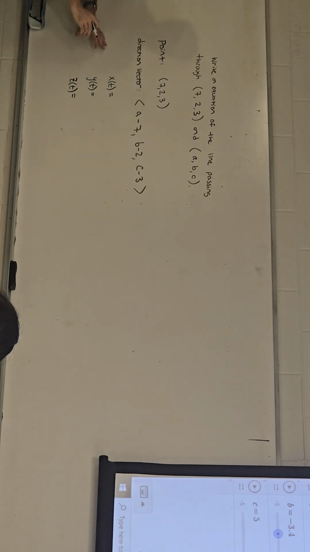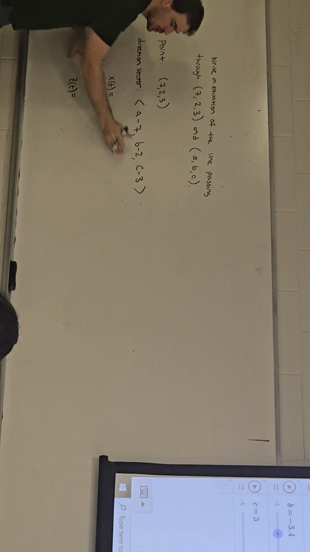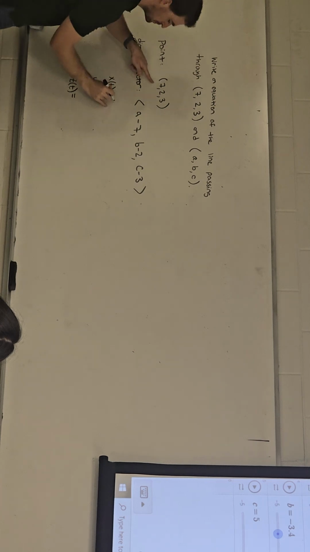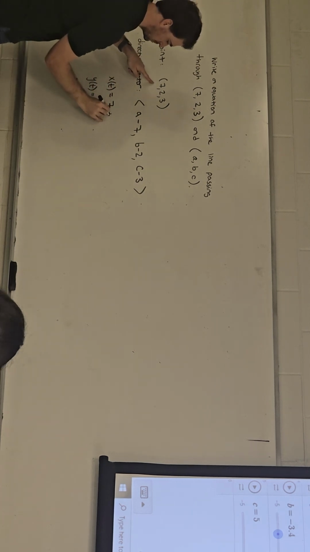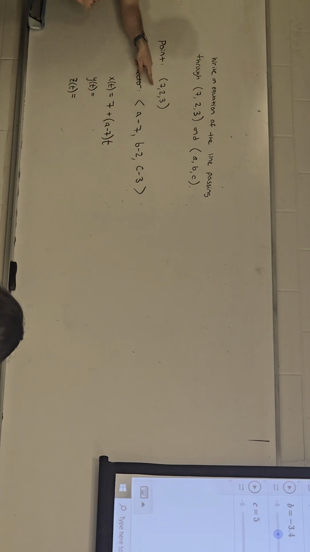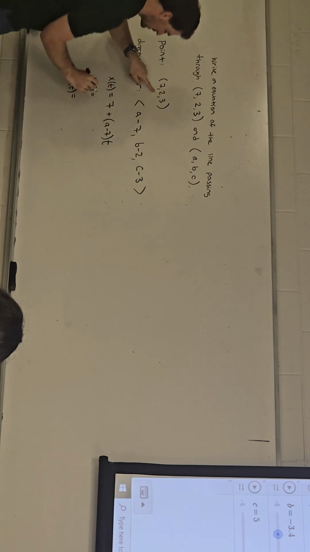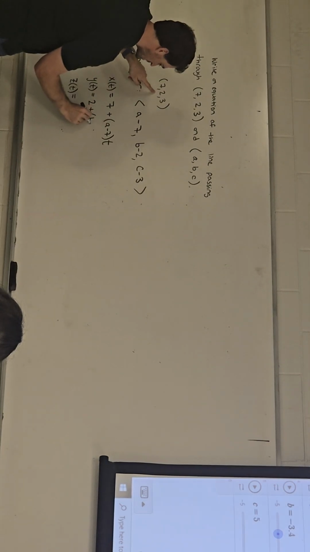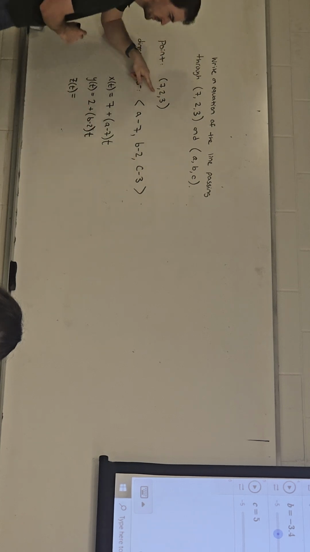I feel like we've seen enough of these now. We're starting to get really good at this. If we have a point and we have a slope or direction vector, then our x of t is going to be the point plus whatever the direction vector is times t. The y is the point plus the y component of the direction vector times t.